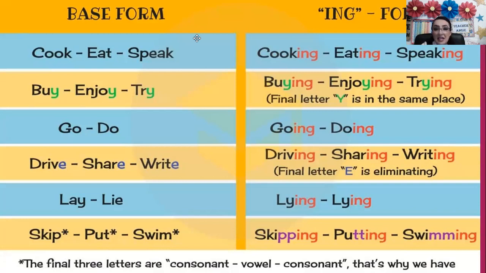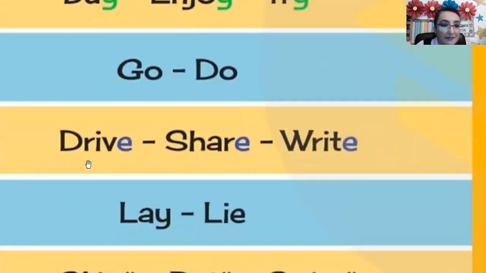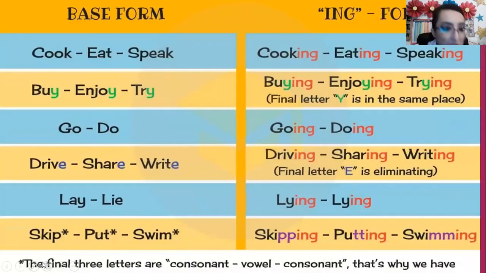Cook, eat, speak, they are going to be having some troubles. Cooking, eating, speaking. But if I have a verb that ends with y, and before there is a vowel, no problem. The only thing that you are going to be doing is adding ing. If it ends with the letter O, don't worry, you are going to be adding only ing.